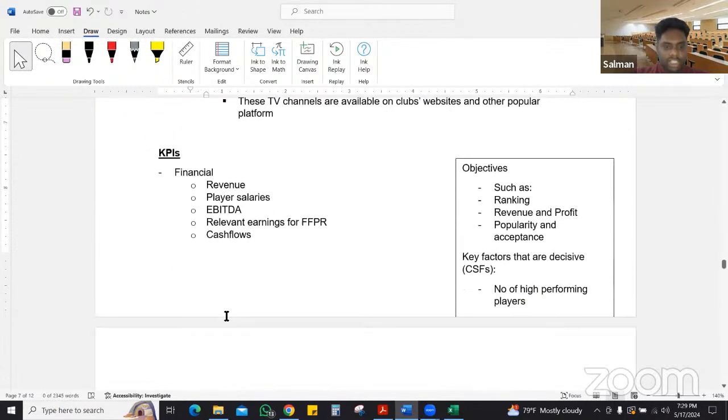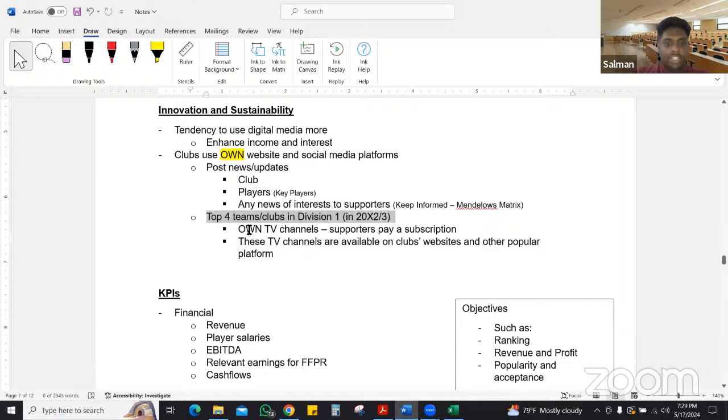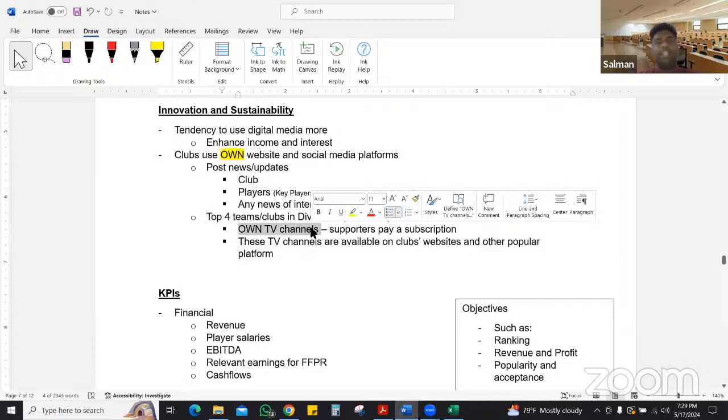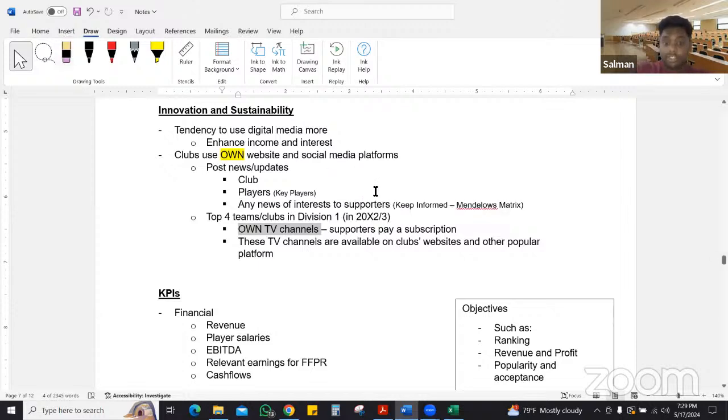The top 4 teams own TV channels. So earlier we discussed many clubs have their own TV channels, so they have related expenses as well as income. Out of this Division 1, the top 4 teams have their own TV channels. Their supporters pay subscription. These TV channels are available on the club's website and other popular platforms.